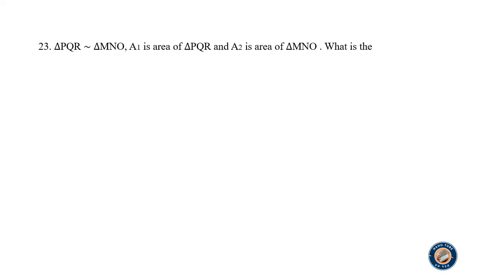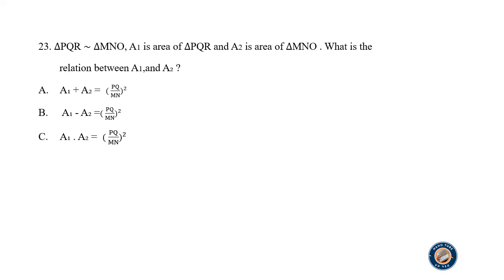Question number 23. Triangle PQR is similar to triangle MNO. A1 is the area of triangle PQR and A2 is the area of triangle MNO. What is the relation between A1 and A2? A. A1 plus A2 is equal to PQ over MN the whole square. B. A1 minus A2 is equal to PQ over MN the whole square. C. A1 times A2 is equal to PQ over MN the whole square. D. A1 over A2 is equal to PQ over MN the whole square.